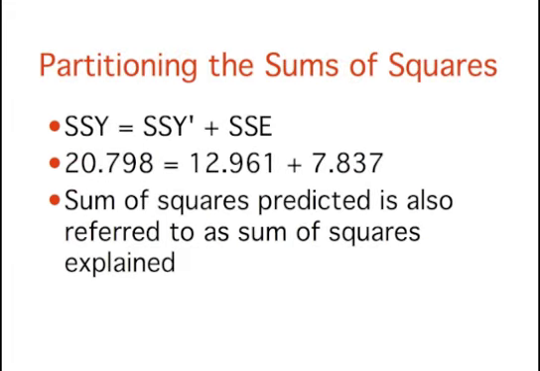Just as in the case of simple linear regression, the sums of squares for the criterion, UGPA in this example, can be partitioned into the sum of squares predicted and the sum of squares error. That is, the sum of squares total is equal to the sum of squares predicted plus the sum of squares error, which for these data are 20.798, which equals 12.961 plus 7.837. The sum of squares predicted is also referred to as the sum of squares explained.